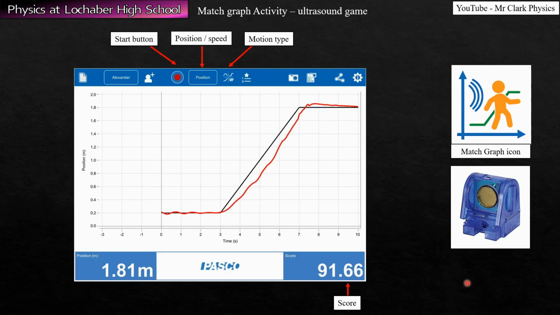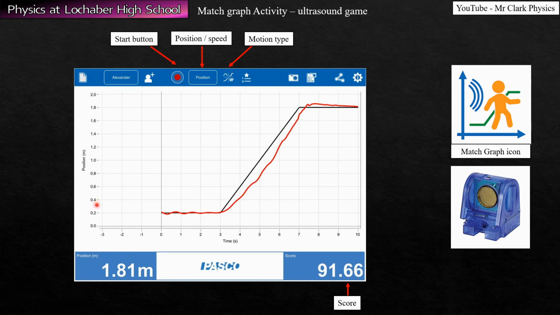The last thing I'll tell you about is a lovely sort of game or competition or contest that we can do with this equipment. If you have an ultrasound sensor, you can download an app called matchgraph. It's basically a chance for pupils to get a bit of practice gaining experience using position-time graphs or speed-time graphs. And it's quite a nice way to introduce it.